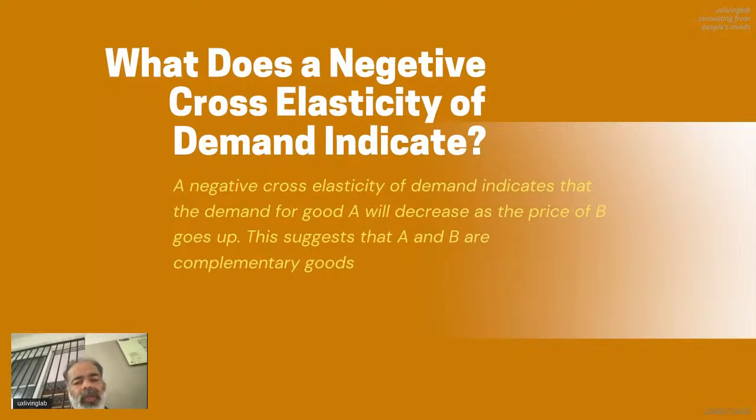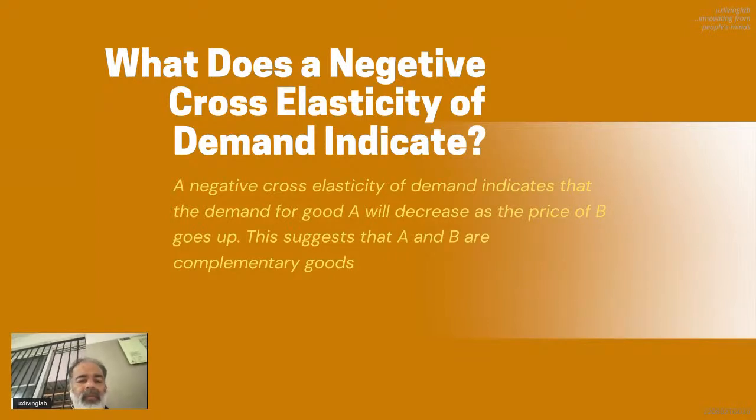How does cross elasticity of demand differ from demand elasticity? Cross elasticity looks at the proportional change in the demand among two goods. Demand elasticity by itself looks at the change in the demand of a single item as its price changes. That's the difference between cross elasticity of demand and demand elasticity.